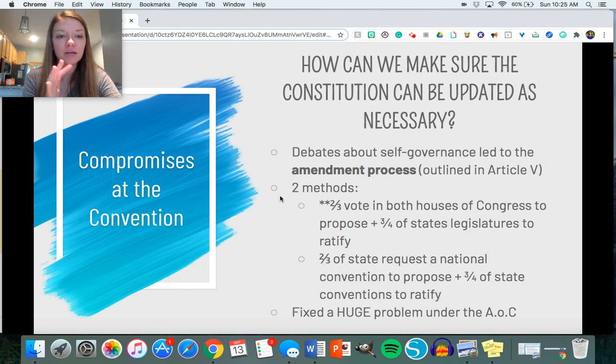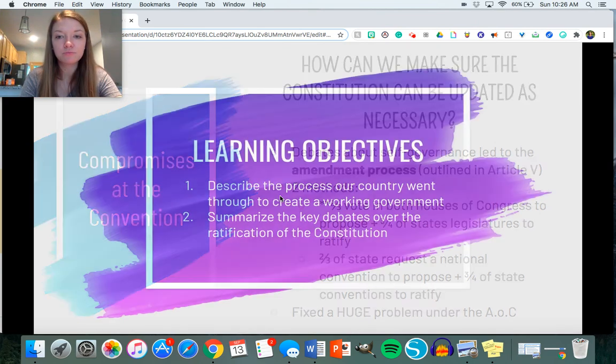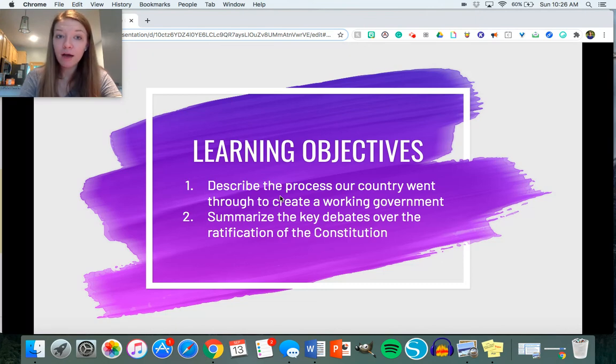This, like I said, is going to fix a huge problem under the Articles of Confederation, which were just too hard to ratify, too hard to change. Nothing ever got done. So that wraps up the brief history of our governing documents and the compromises that formed our Constitution. So make sure that you have everything filled in on your notes. If you have any questions, make sure to jot those down and bring them to me in class. And next, you're going to answer those learning objectives.